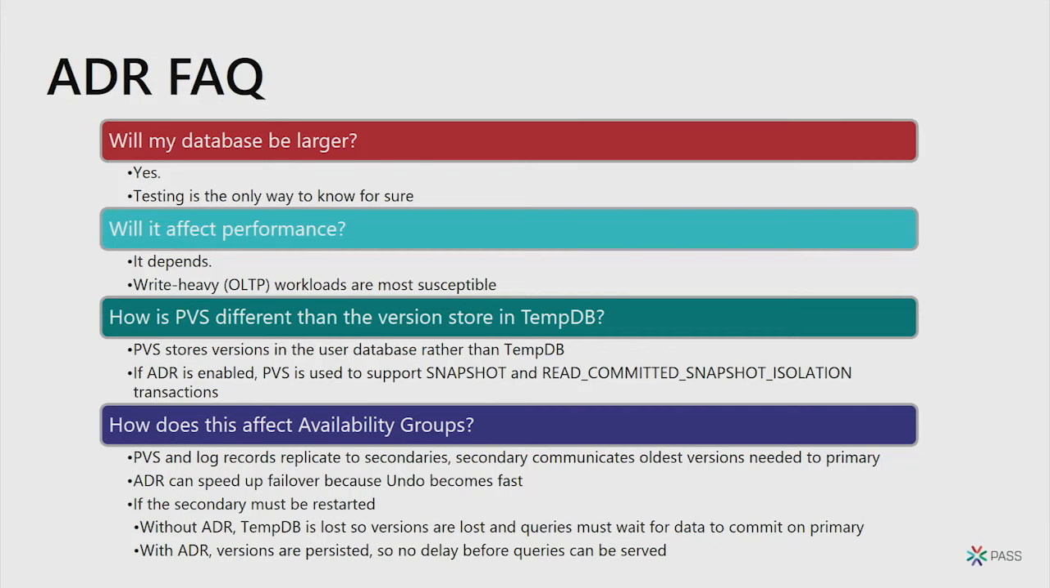So with ADR, you restart that secondary server, you didn't lose any of those row versions. They're all there. And so there's no delay there. So this could actually really be beneficial in an availability group scenario, particularly one where you are using readable secondaries, okay?